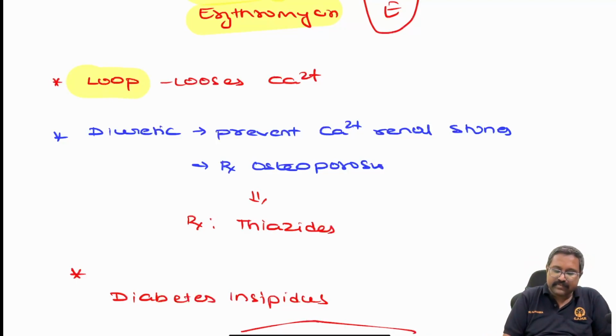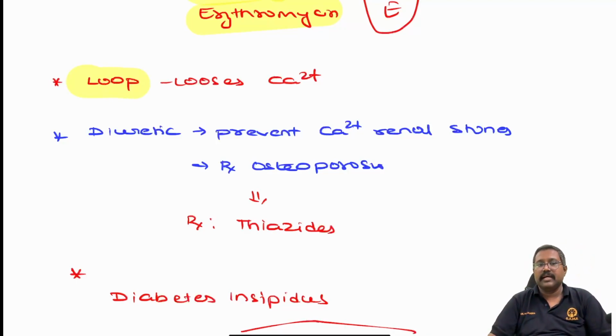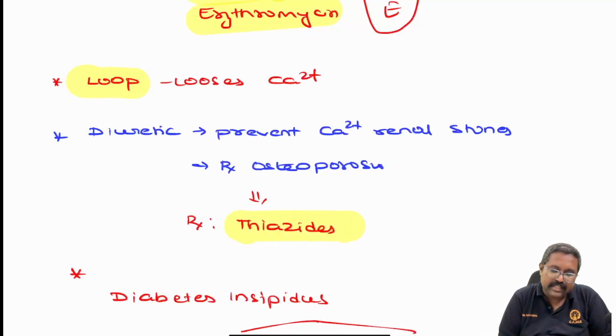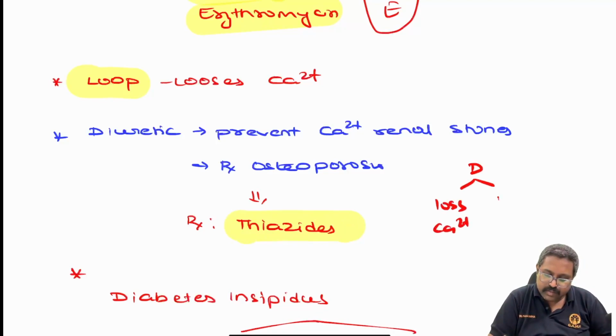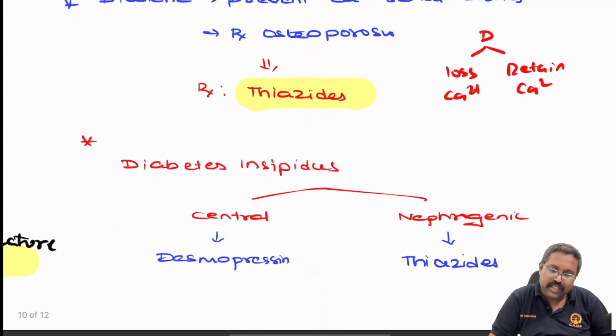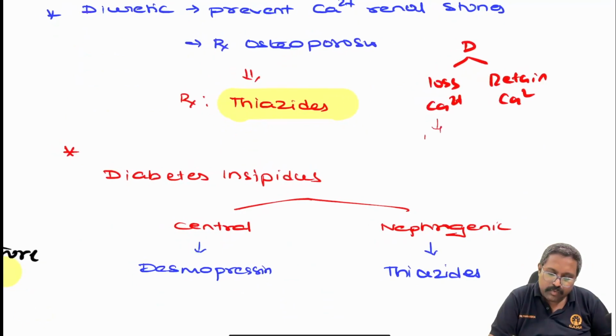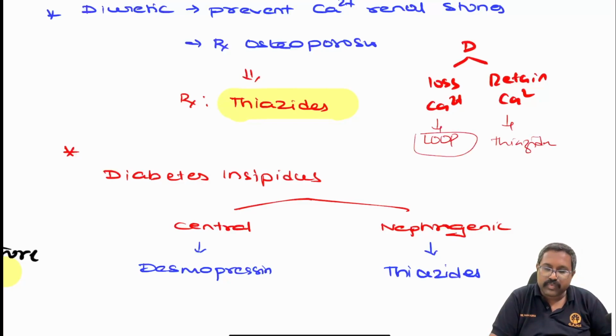The diuretic which is used to prevent renal stones, and which can be used as an adjuvant drug, in the form of a supplemental drug to treat osteoporosis, is thiazides. Please remember, very important concept. Which diuretic loses calcium and which retains calcium? Loop diuretics lose calcium, whereas thiazides retain it. So the stones are more with the loop diuretics.